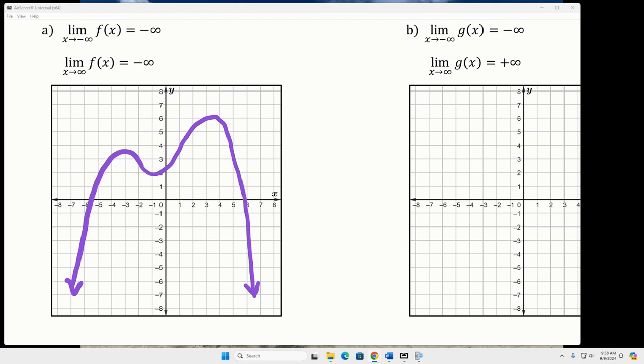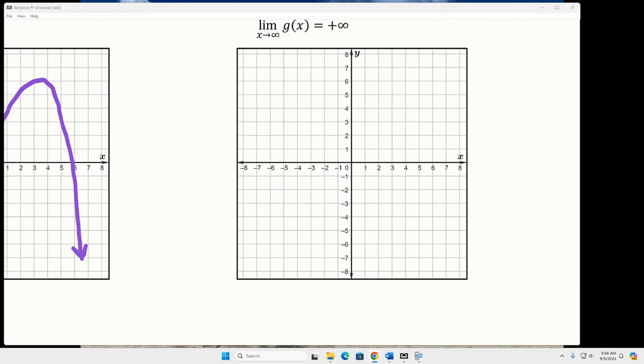Right, same thing on B. It could be a line if you wanted it to be, but on the left side we need to be pointing down, on the right side we need to be pointing up. In between, it doesn't matter as long as it's smooth and rounded and connected.